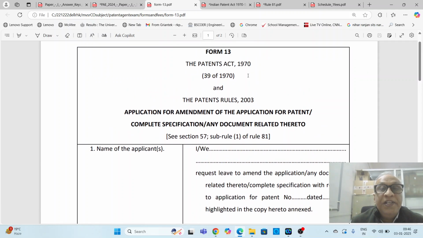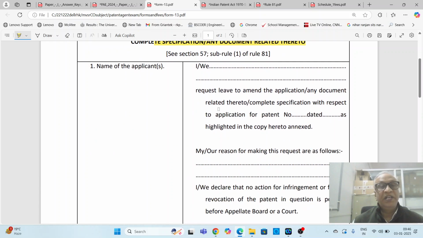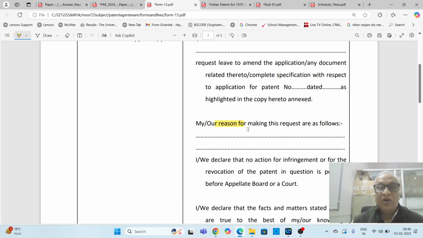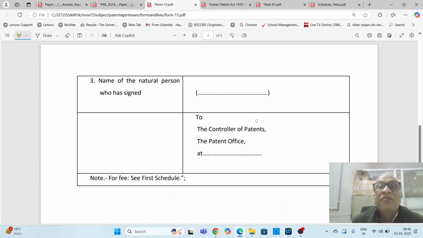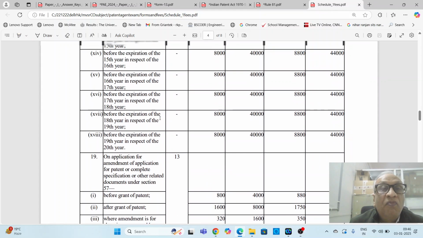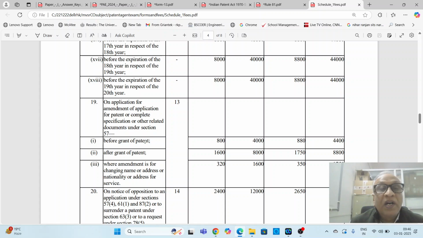Form number 13 is for application for amendment of the application for patent or complete specification or any document related to it. The details will be filled up along with the reason. And fees for form number 13, if it is before grant, the amendments are needed 800 for natural persons, for others 4000. If physical filing 880 and 4400. After the grant of the patent, it will be 1600, 8000, 1750, 8800.